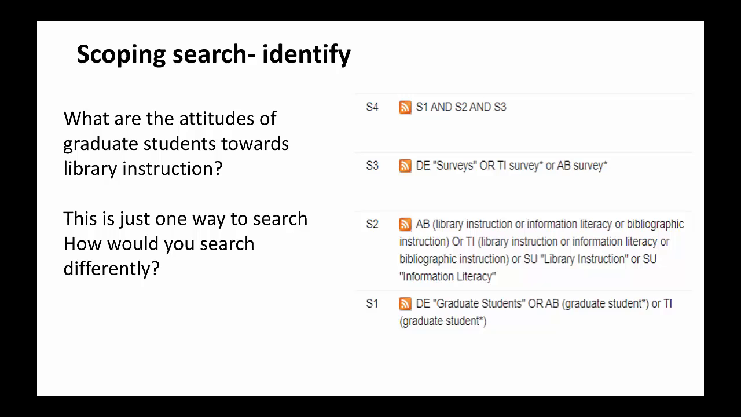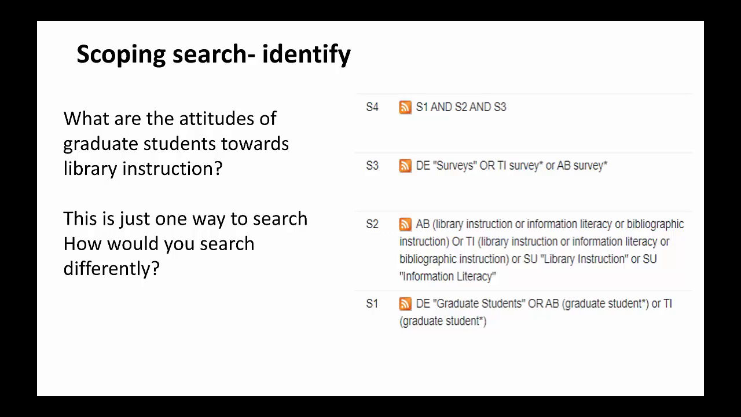And also this is an EBSCO search, so they always show it to you upside down. Down at the bottom was what I started with. My first search was putting in graduate students. Then I tried to think of different ways of saying instruction. And then I thought, what kind of studies might those be? Surveys. But I know somebody else looking at this question would probably design the search a little bit differently.